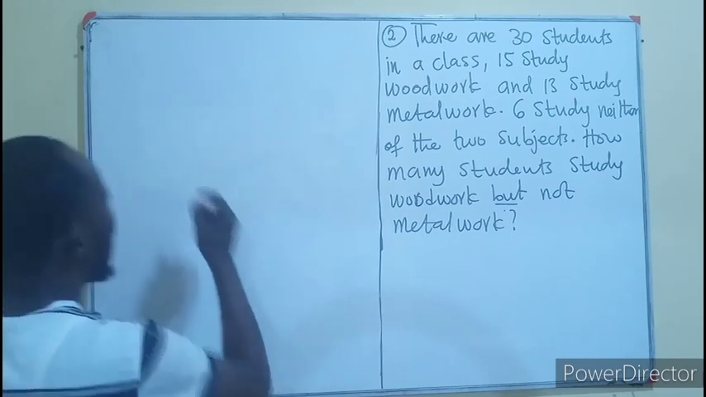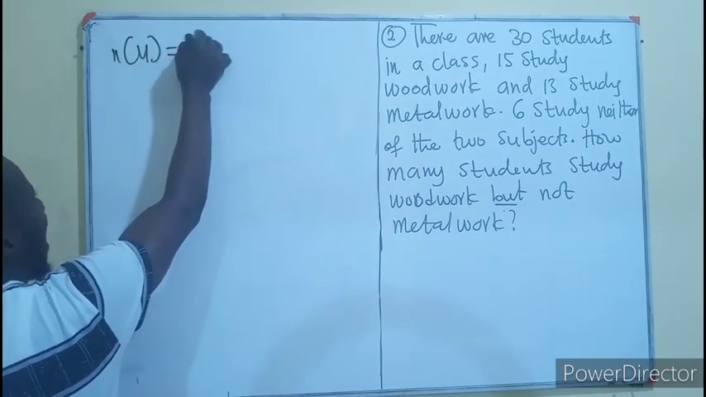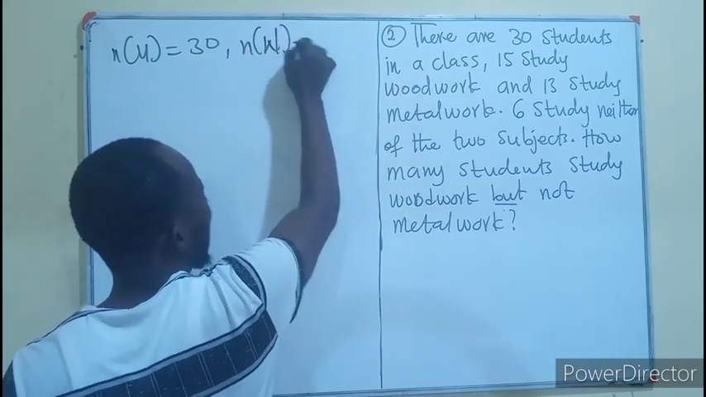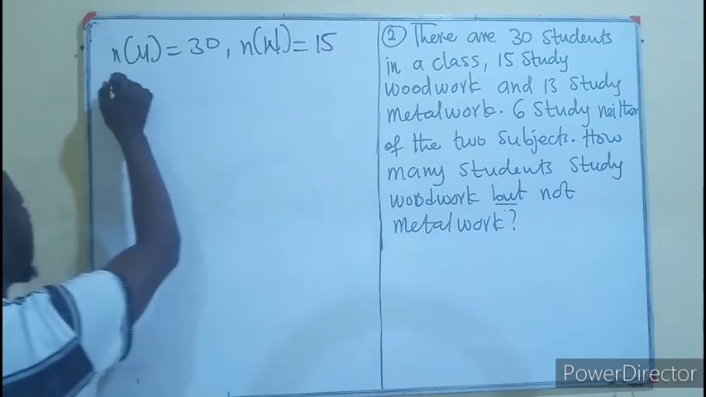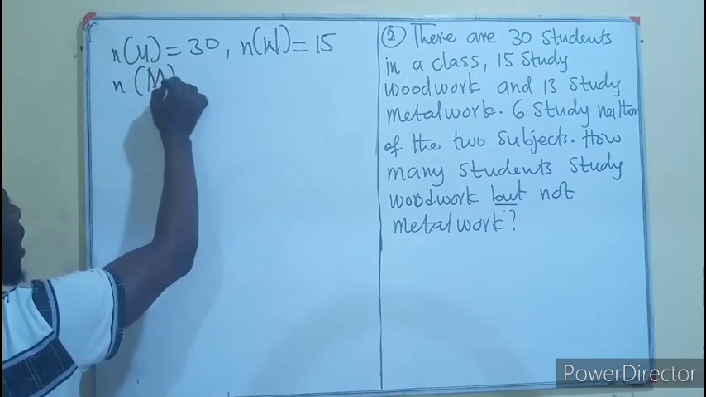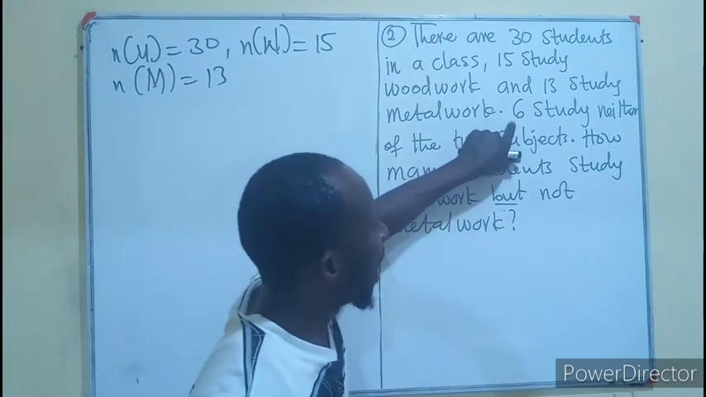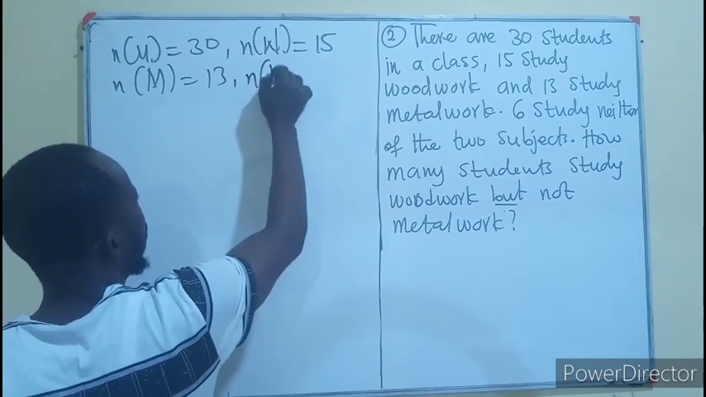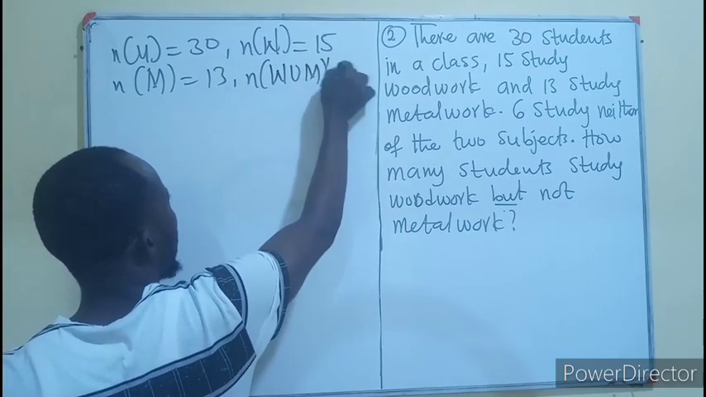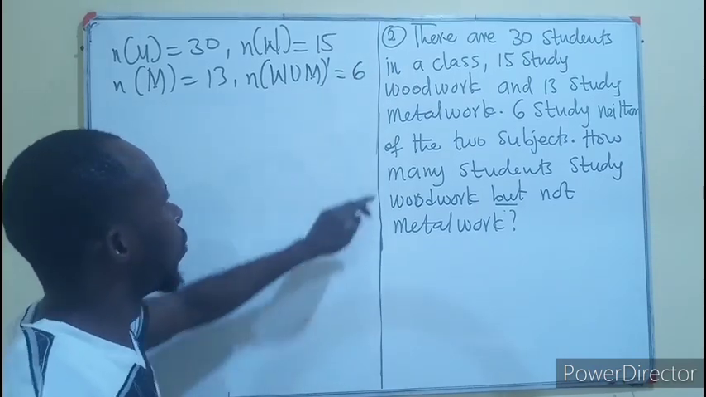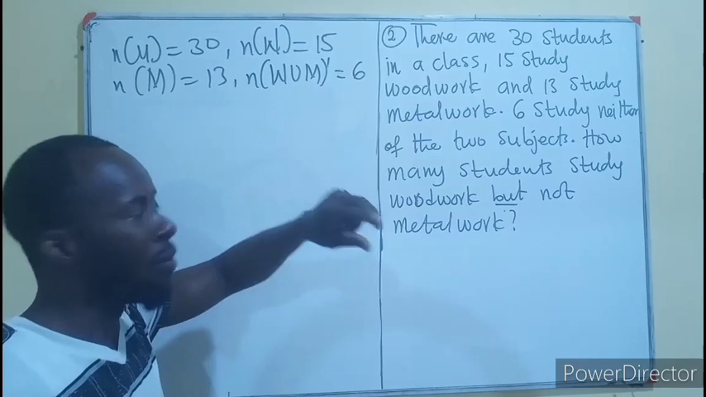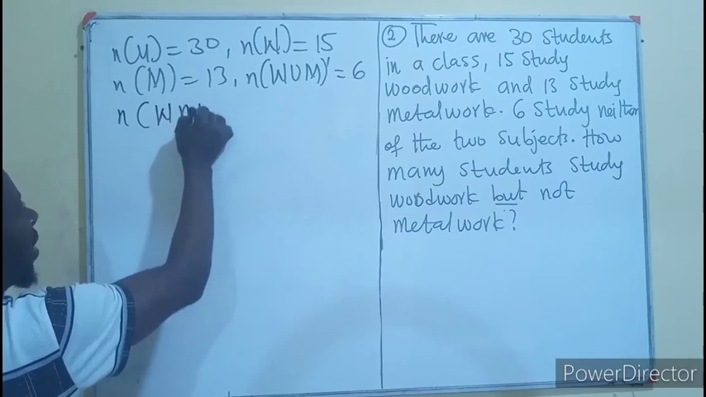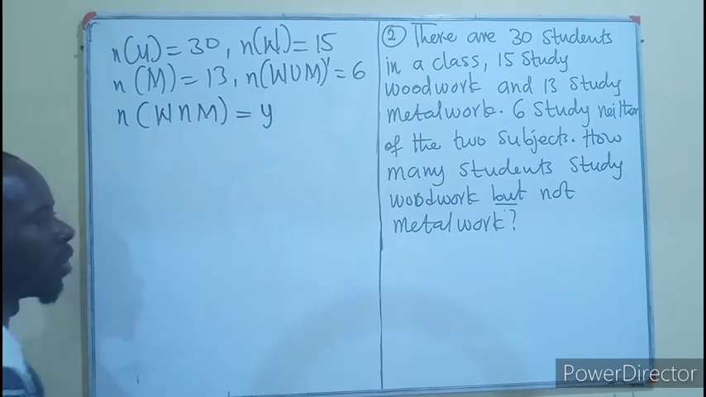Good. If I want to use the Venn diagram, I have the number of the universal set as 30. Then the number of woodwork has been given to us as 15. Metalwork has been given as 13. The 6 we have is neither, meaning the complement. So the complement of woodwork union metalwork is 6. We know that the regions of a two-set problem are 4, so we need to indicate the intersection. So for the number of woodwork intersection metalwork, let's use a variable to represent that.